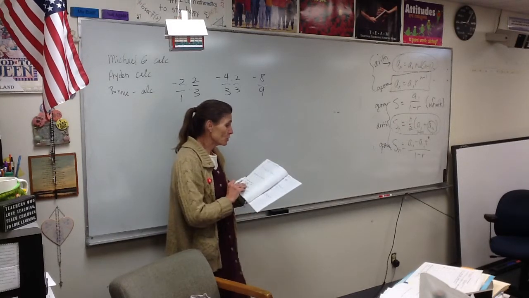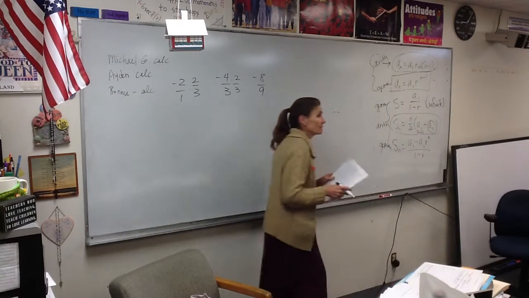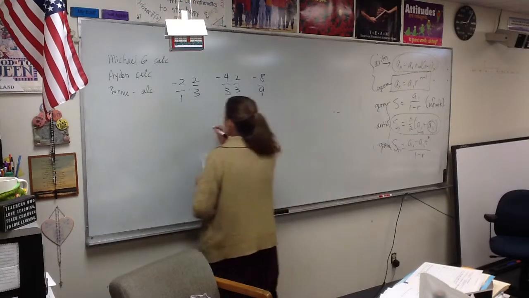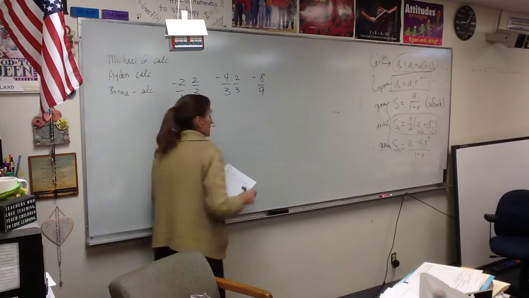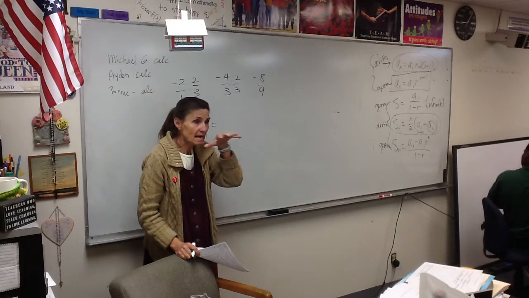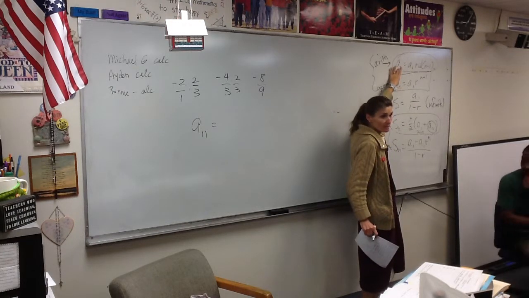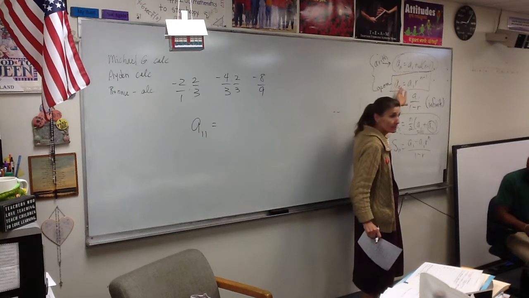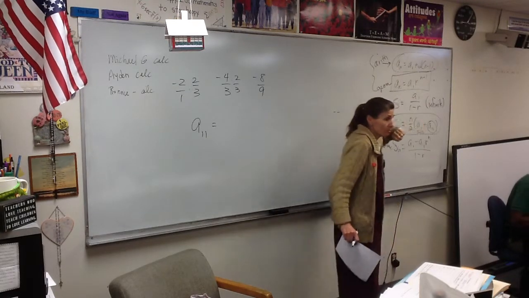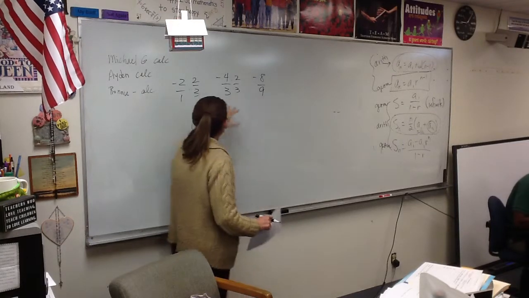All right, number two. Now remember, I will give you these formulas, okay? So number two, your job is to find A sub 11. Now, it's pretty obvious, boys and girls, if we're finding A sub 11, that you're going to use one of these two formulas, right? A sub 11. Now, how are you going to decide which one you're going to use? If it's geometric or arithmetic. So we need to look at it.